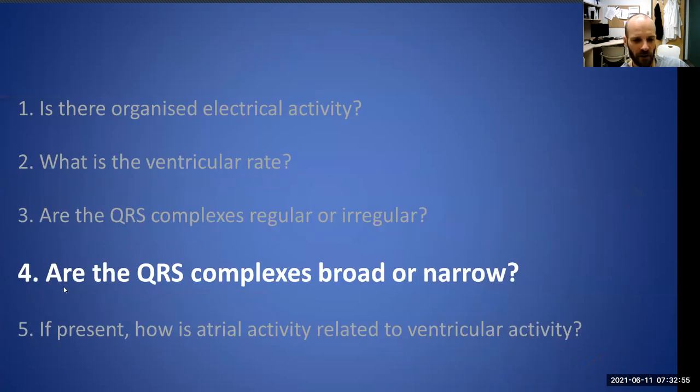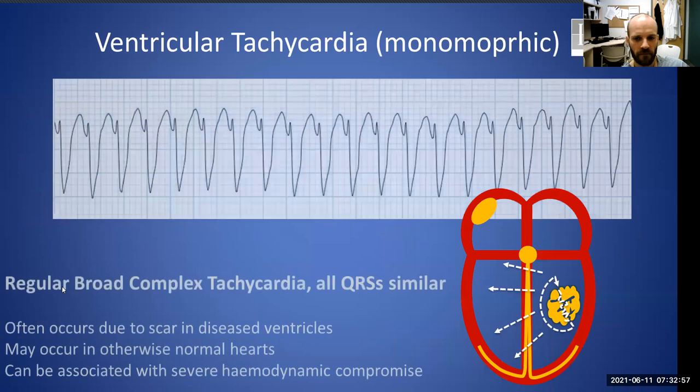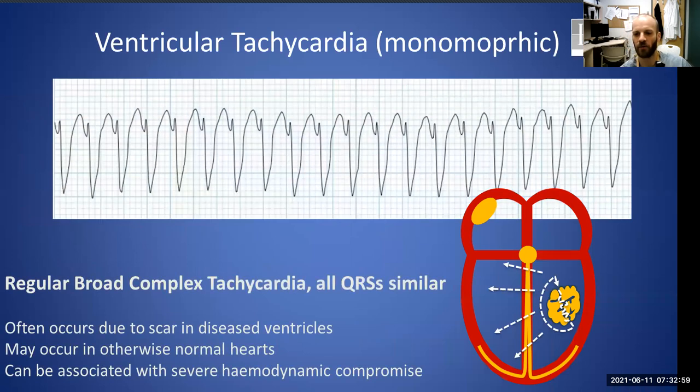Next question: are the QRS complexes broad or narrow? This is something that was mentioned before. Lauren talked about ventricular tachycardia. So this is what ventricular tachycardia, or VT, is. So let's look at this rhythm strip here. Here we are, regular.